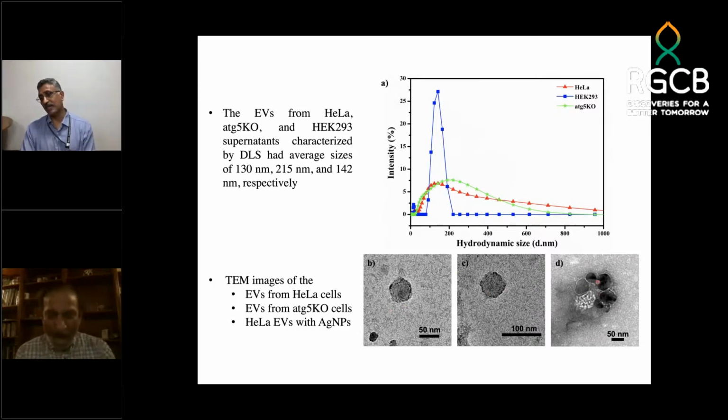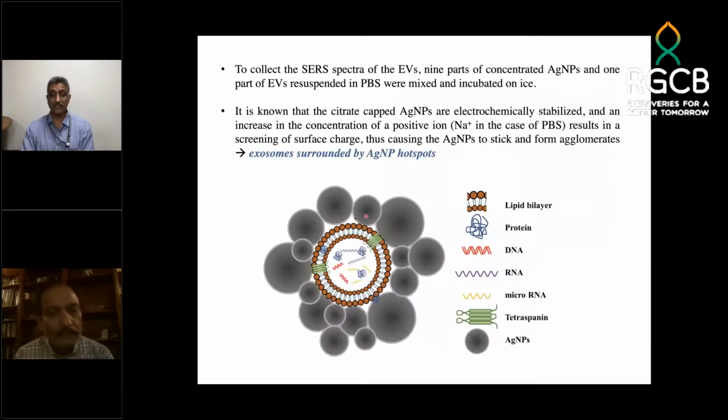And here nanoparticles are put in and surround the particles. So basically, we surround the exosomes, which are much larger, around 50 to 150 nanometers, with these particles of about 30 to 50 nanometers, and we can get information about all of these things in the Raman.